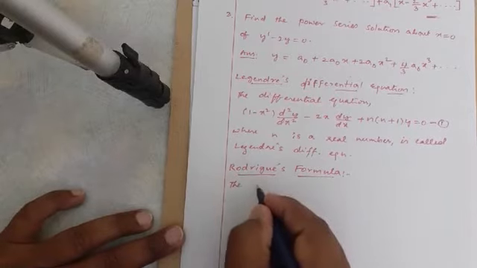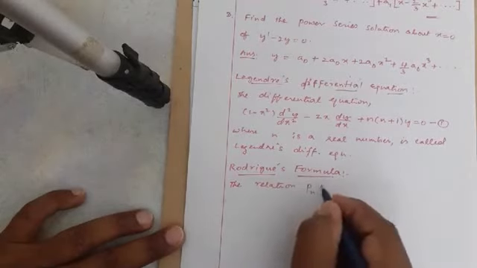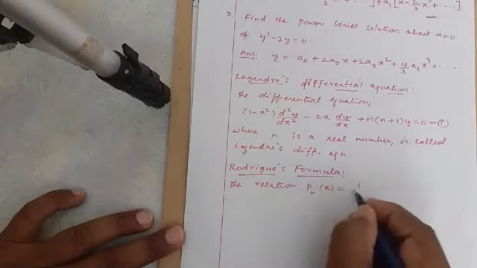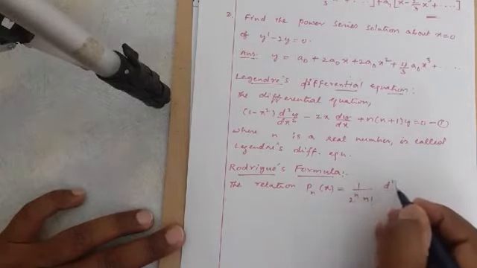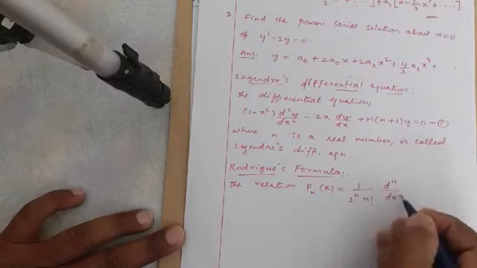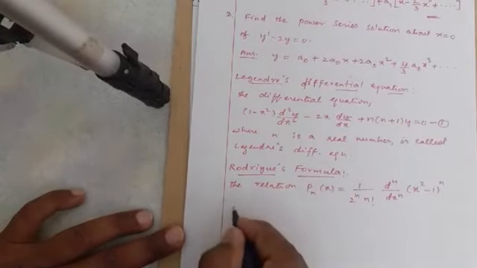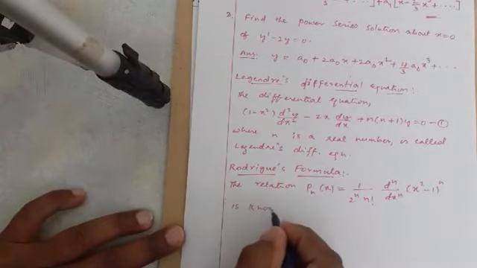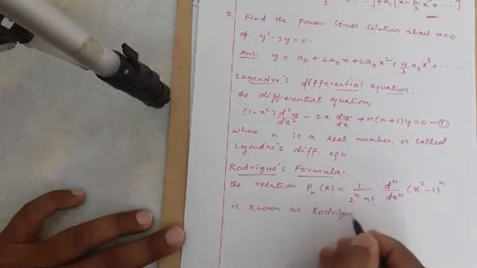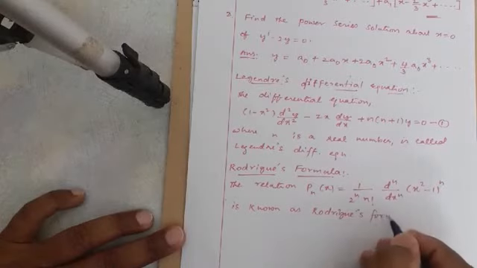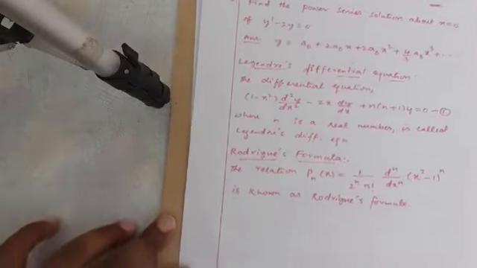So what is that? The relation Pn of x is equal to 1 upon 2 power n factorial d power n upon dx power n into x square minus 1 whole power n is known as Rodrigues formula. This is very, very important. This you have to memorize.